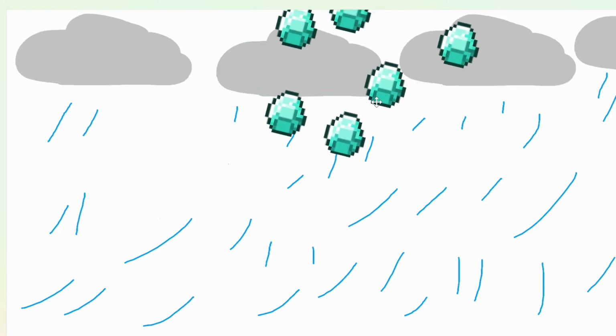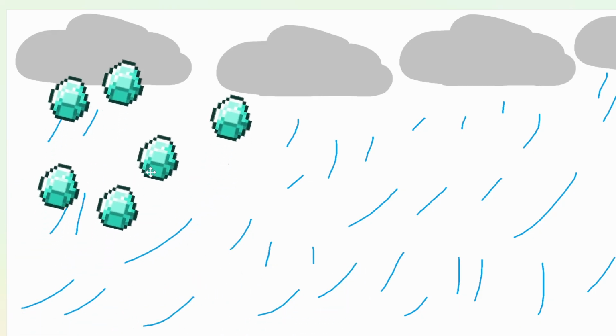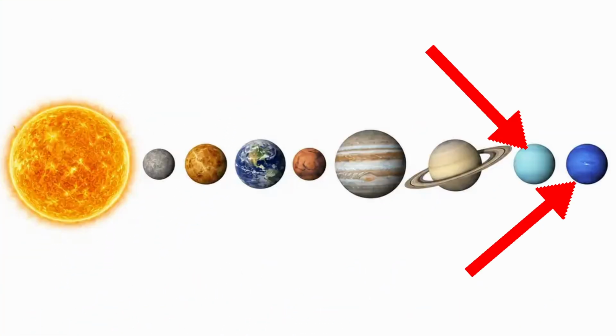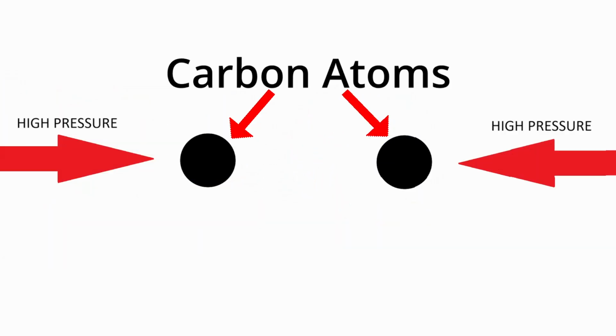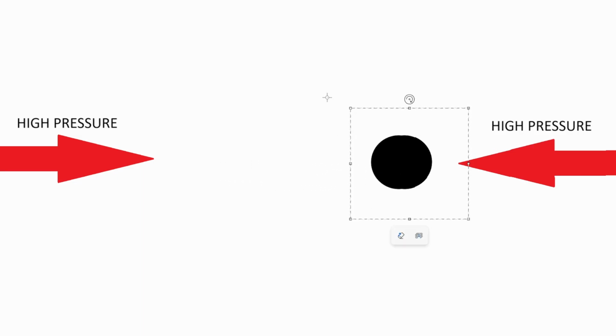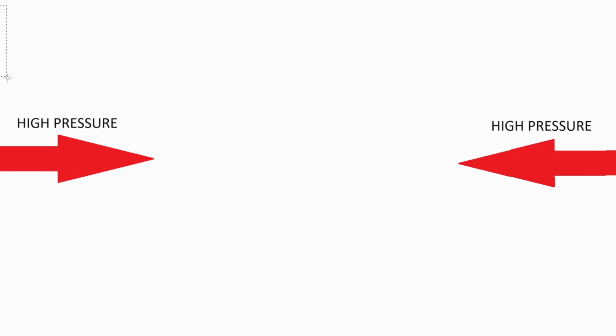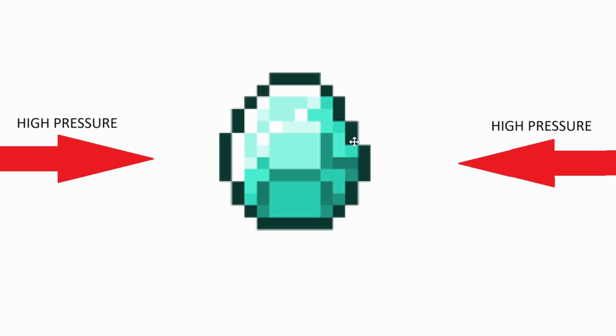Did you know that it actually rains diamonds? Well, not here, but it actually does somewhere. Here on Neptune and Uranus. It rains diamonds there because carbon atoms are pressed together by the high pressure in the atmosphere, and when two carbon atoms are pressed together, a diamond appears, and then gravity does the rest.